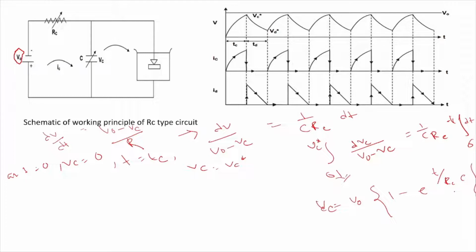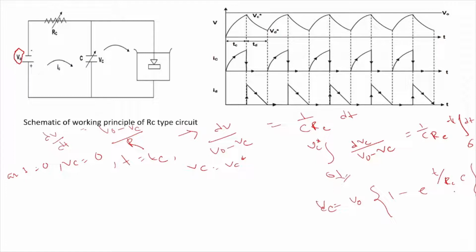Okay, if you integrate this equation, then you will get Vc equals Vo into 1 minus e to the power t by Rc into C. We know the notations: Ic will be the charging current, Vo will be the open circuit voltage, Rc is the charging resistance, C is the capacitance, and Vc will be the capacitor voltage during the charging.